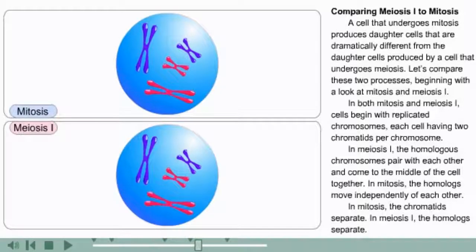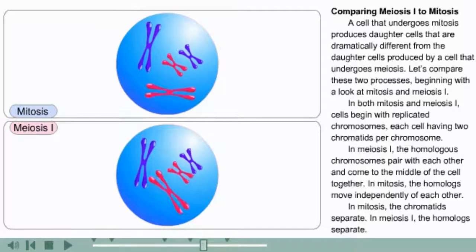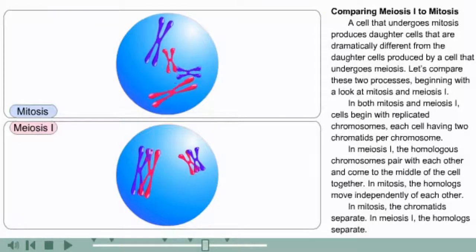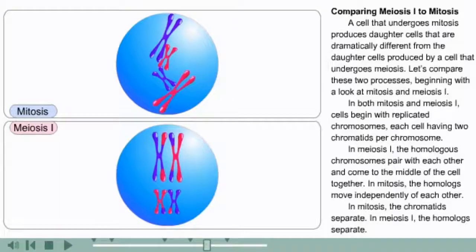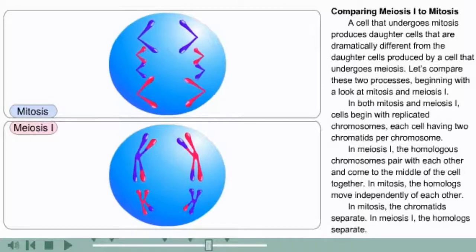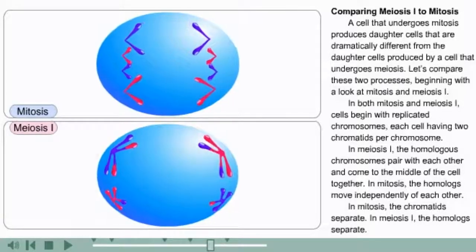In both mitosis and meiosis I, cells begin with replicated chromosomes, each cell having 2 chromatids per chromosome. In meiosis I, the homologous chromosomes pair with each other and come to the middle of the cell together. In mitosis, the homologs move independently of each other. In mitosis, the chromatids separate. In meiosis I, the homologs separate.